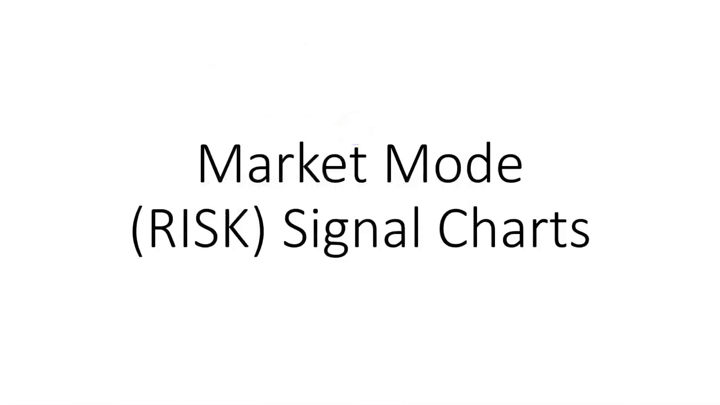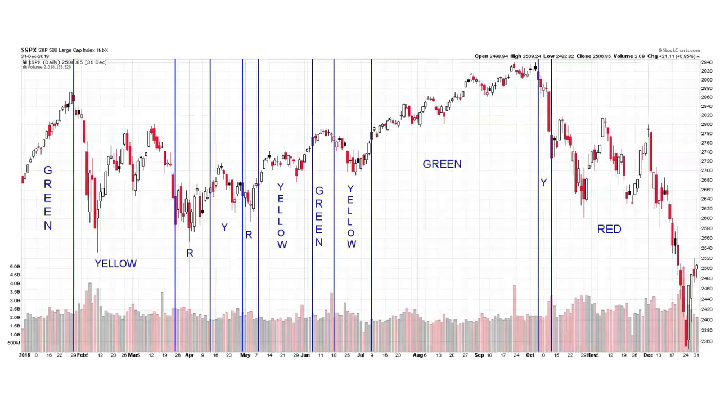Now let's take a quick look at a few market mode risk signal charts for the last few years. We're going to start off with 2018, and you can see here what I was talking about, that most of your upward progress in the stock market will be made in a green risk signal environment. The yellow signal is kind of a sideways to slightly up or down signal, as you see here. And then the red signal, this is just 2018. We'll look at a few more here in a second, but you can see the red signal here that we had in the latter part of 2018.